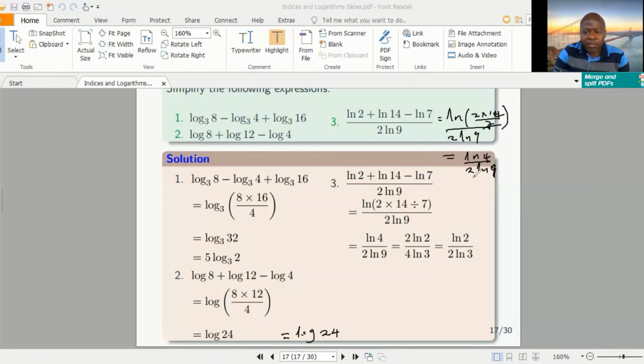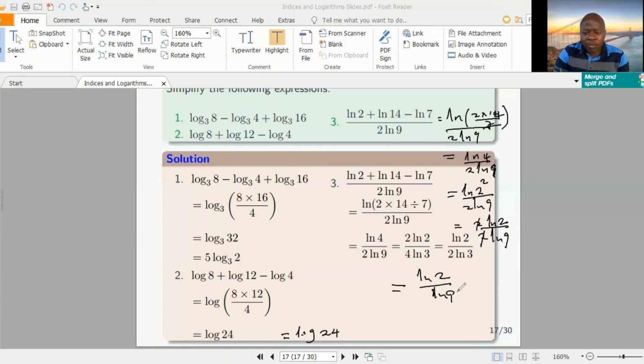But 4 can be simplified to be natural logarithm of 2 raised to 2 out of 2 natural logarithm of 9. And using our law of logarithm, 2 would go before the natural logarithm. So I would have 2 natural logarithm of 2 out of 2 natural logarithm of 9, where 2 and 2 will cancel. Oh, this one can also be simplified. My answer is supposed to be natural logarithm of 2 out of natural logarithm of 9.